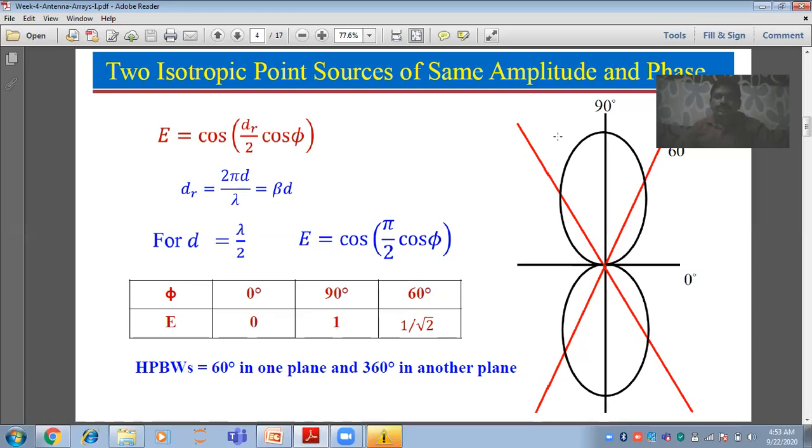We tried to establish different types of radiation by taking different cases. The first case we have taken today is the same amplitude and same phase of current, which we have seen so far. Tomorrow we'll see the rest of the cases.